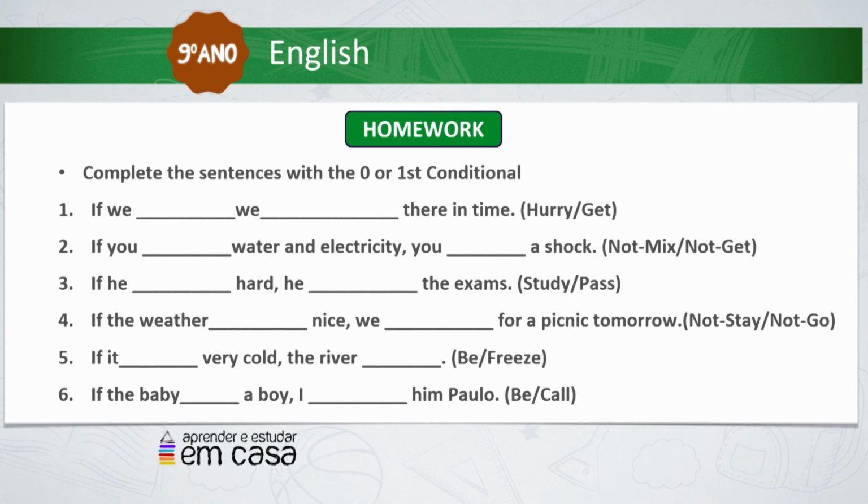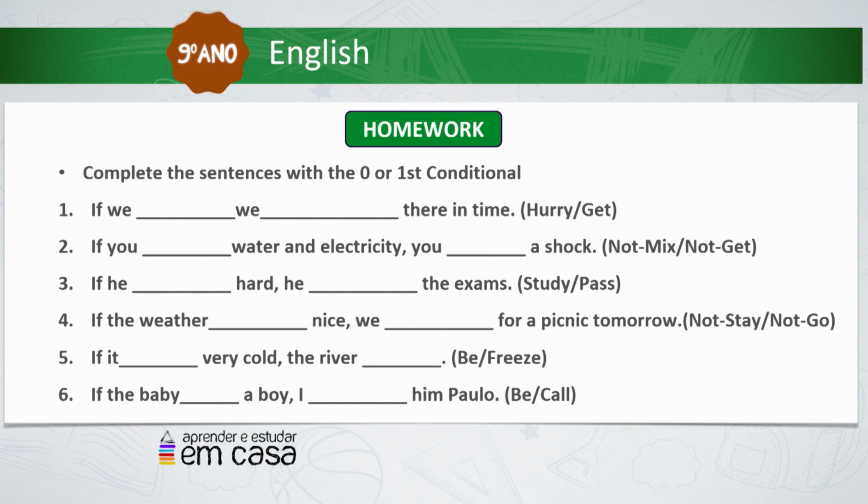Sentence number 3, if he, blank space, hard, he, blank space, the exams. And you have to complete sentence number 3 with study and pass. Sentence number 4, if the weather, blank space, nice, we, blank space, for a picnic tomorrow. Now in sentence number 4, you have to complete with not be and not go. And once again, I remind you that not is a sign of the negative.